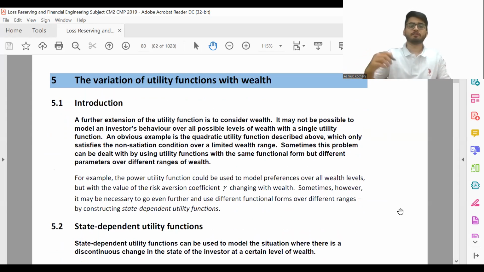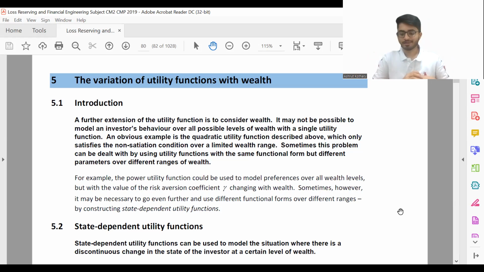Next, give the heading: variation of utility function with wealth. So far, to model the utility function of an investor, we were using a single utility function. But it could be that at different ranges of wealth, the investor would be exhibiting different sorts of risk aversion or risk properties. And so we need different utility functions for different ranges of wealth.